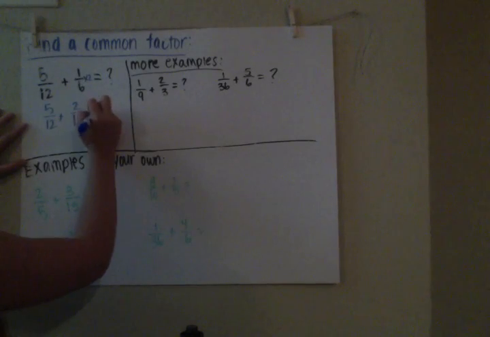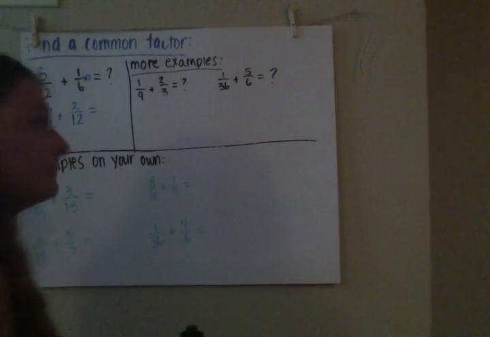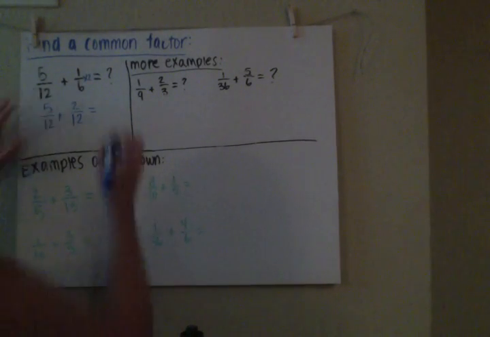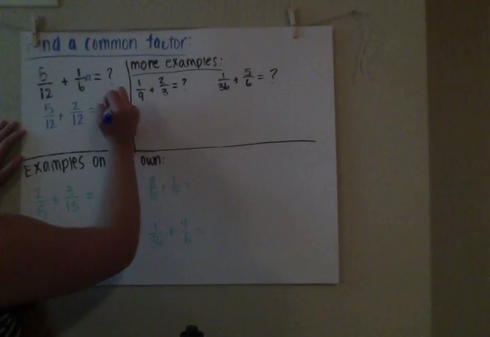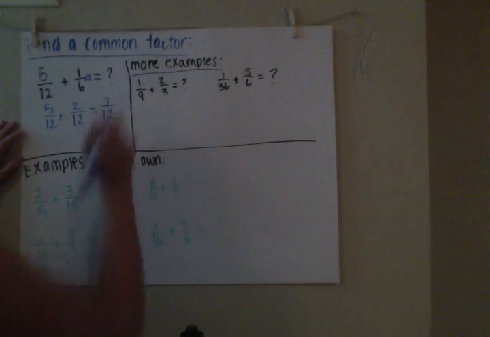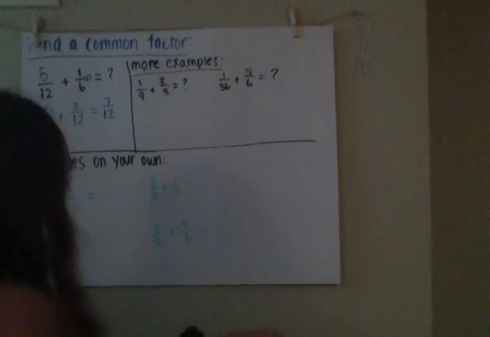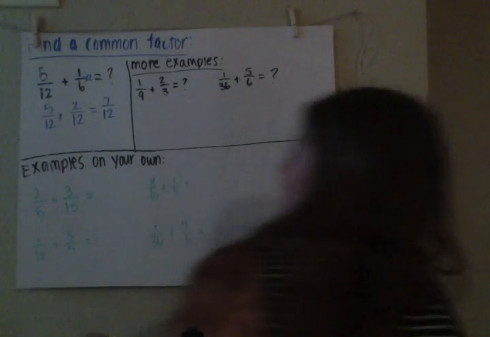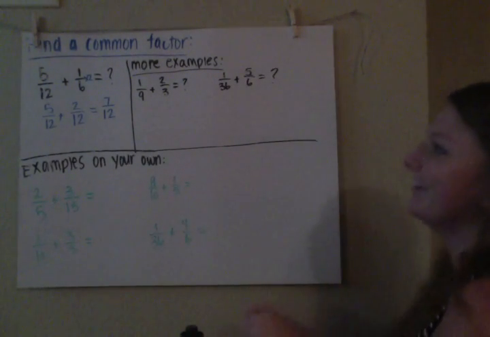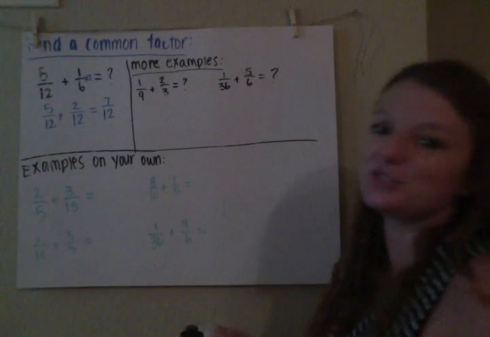Now that we have the same denominator, we can just add straight across. So 5 plus 2 is 7. We just bring across our denominator, which will give us 7/12. Here's a few more examples. We have 1/9 plus 2/3.